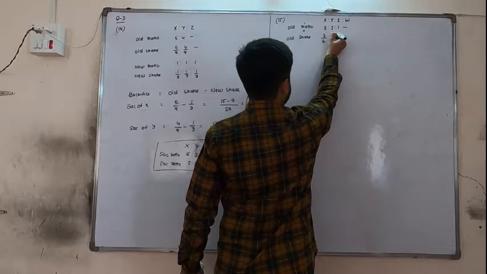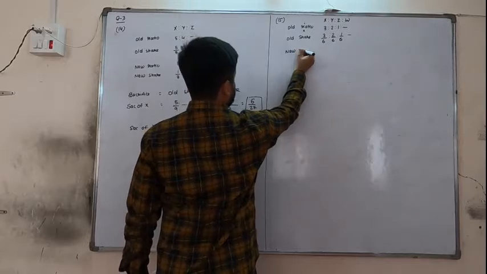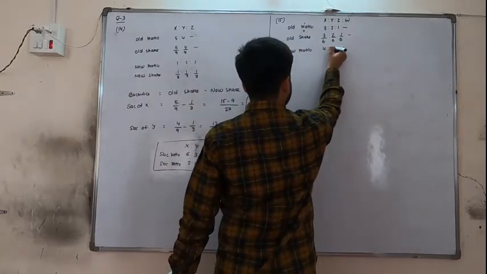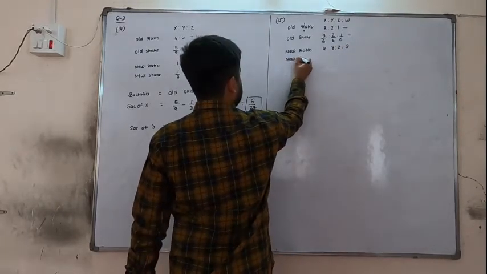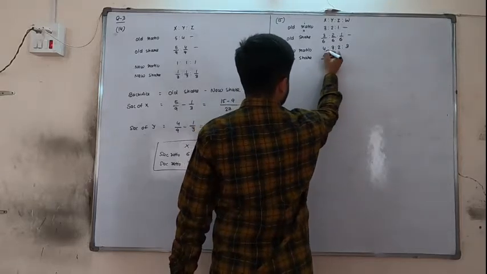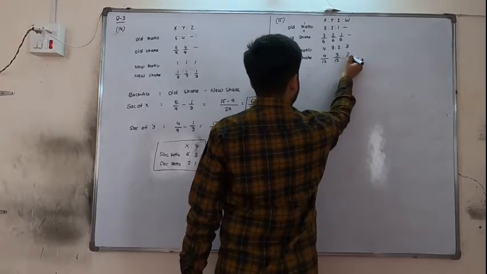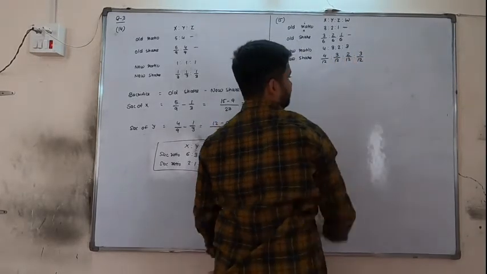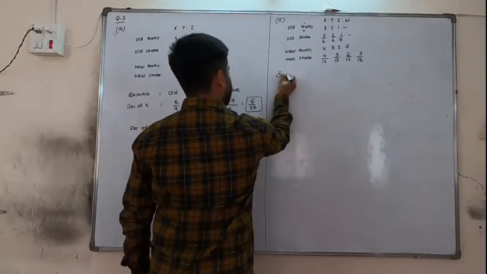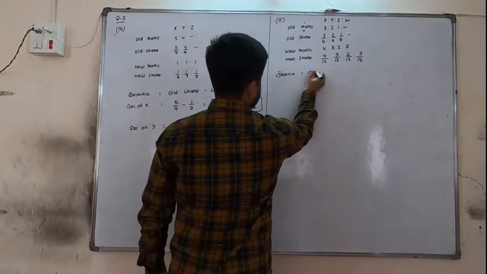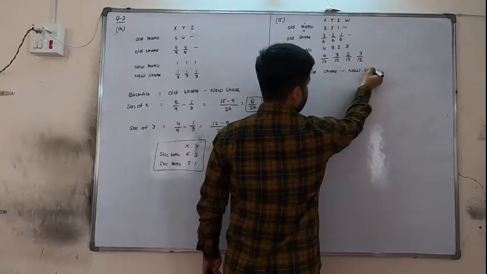Old share 3 by 6, 2 by 6, 1 by 6. New ratio 4 is to 3 is to 2 is to 3. New share: 4 plus 3 is 7, 7 plus 2 is 9, 9 plus 3 is 12, so 4 by 12, 3 by 12, 2 by 12, 3 by 12. So now sacrifice is equal to old share minus new share.